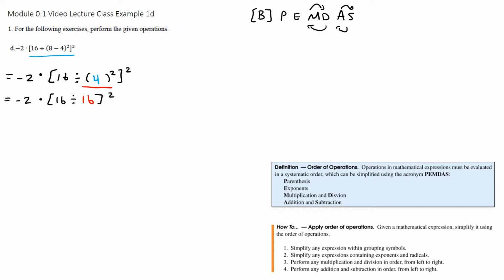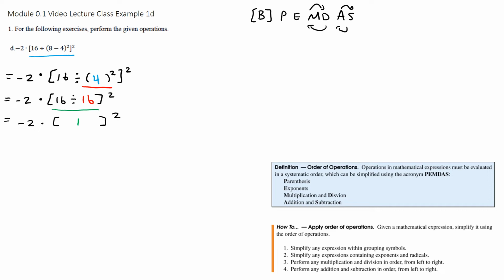Alright, and so again, do we have brackets? We do. And inside the brackets, do we have parentheses? No. Exponents? No, we did those already. Do we have multiplication or division? We do. So inside there, we've got 16 divided by 16. So this is going to give us -2 times, and then our 16 divided by 16 is going to give us 1, and then that is still squared.